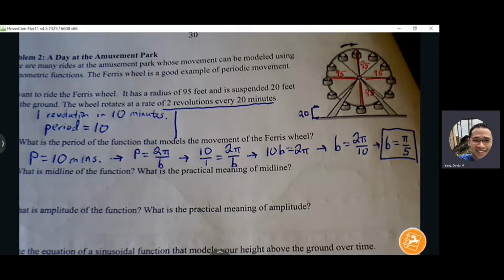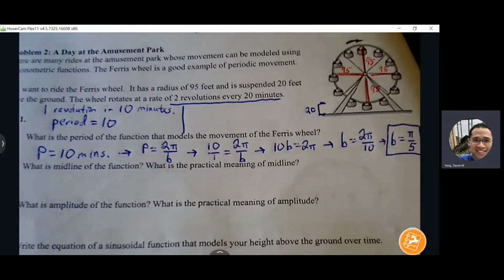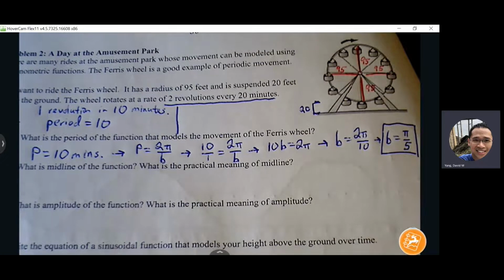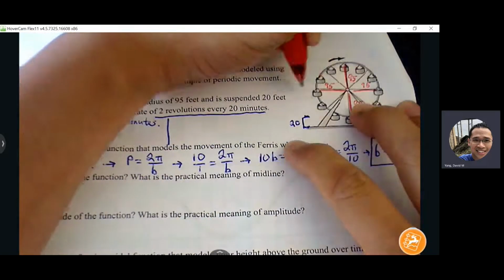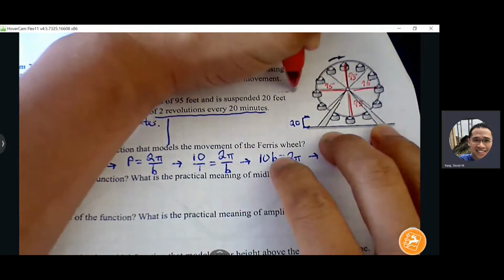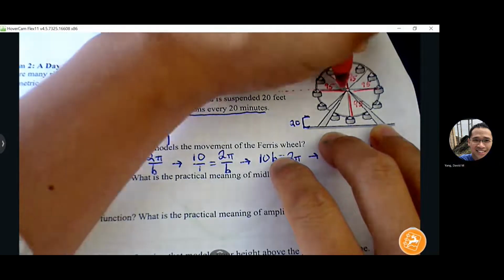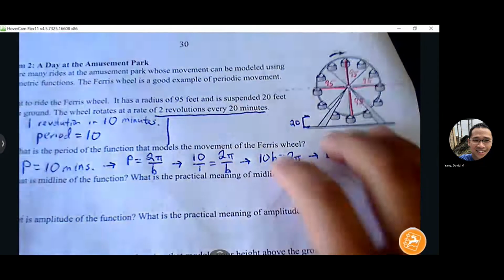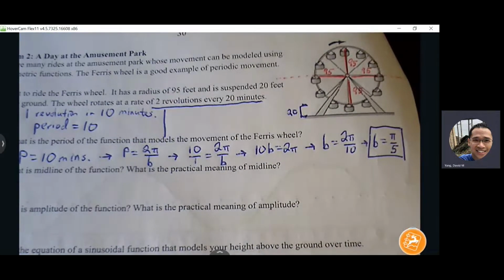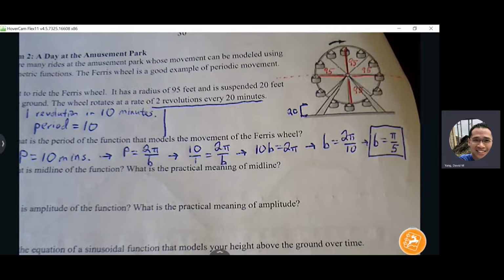Question so far? All right. Next part. What is the midline of the function? Okay, so I'm going to draw the midline, which is the center of my ride. So the question is, how far off the ground is that midline? We want to think of the ground as the x-axis here.